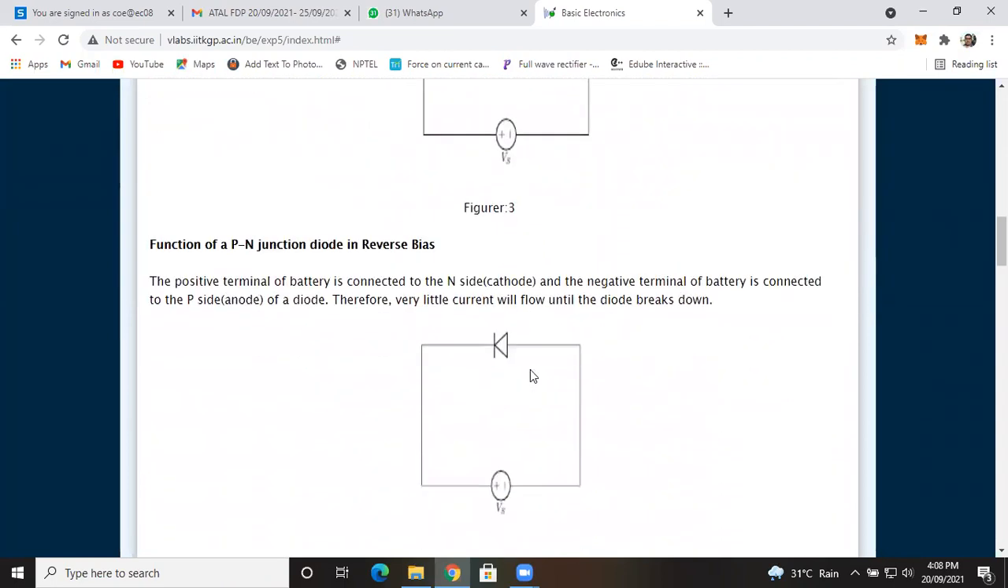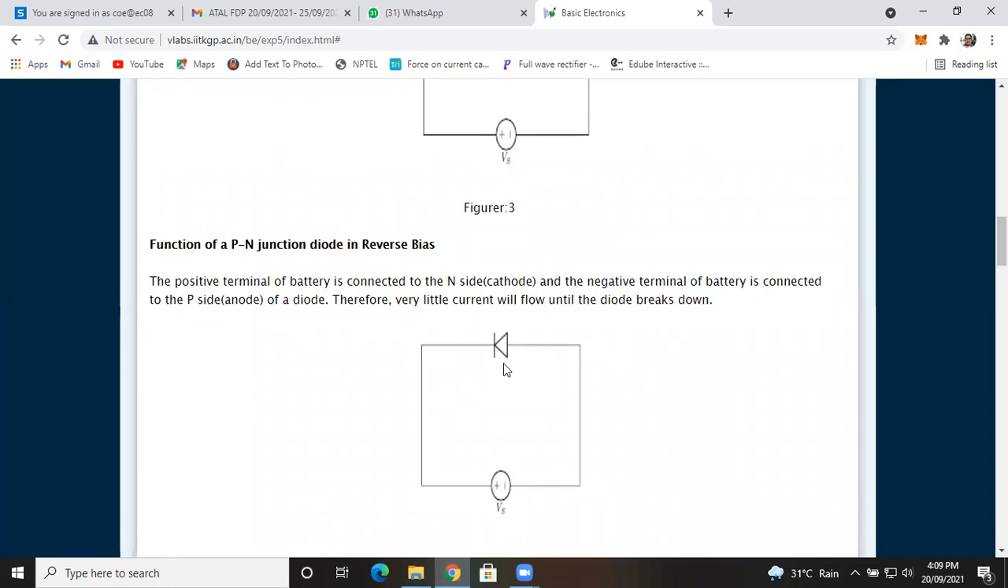Similarly, when the diode is connected in a reverse bias, it will not conduct the current, it will act like an open switch. It means that, theoretically, no current will flow through it. Practically, when the diode is connected in a reverse bias, a very small, negligible amount of current will flow due to the minority carriers.